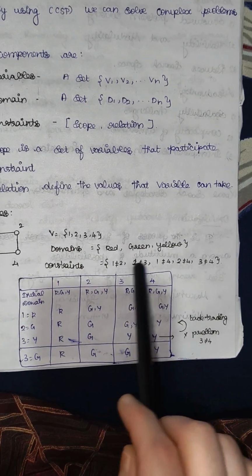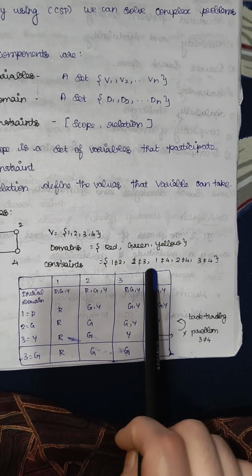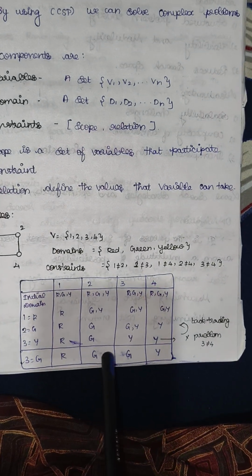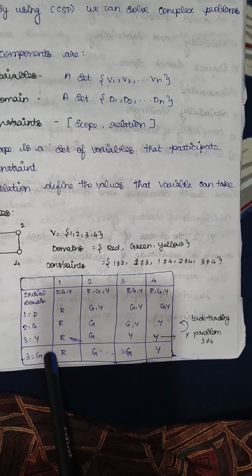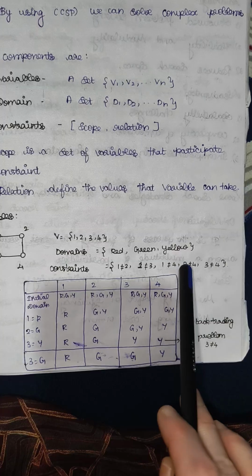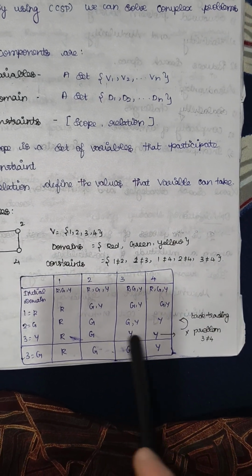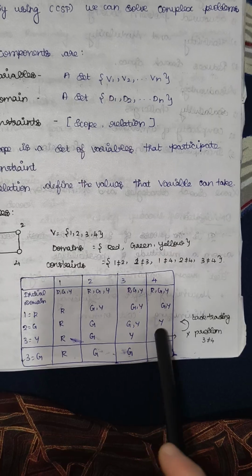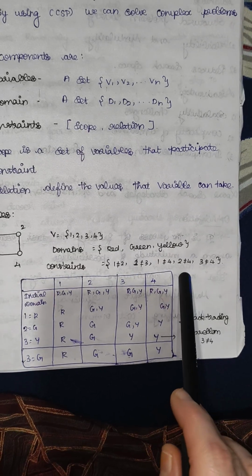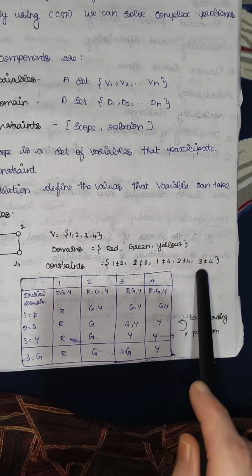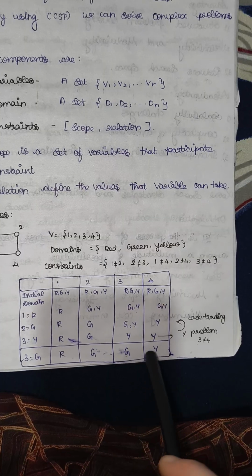See, the constraints have been satisfied. So 1 is not equal to 2, 3 and 4, because red is given only to 1. And next, 2 is not equal to 4. See, this is green and this is yellow, so these two are different colors. And the next is 3 is also not equal to 4. So these two are also different colors.